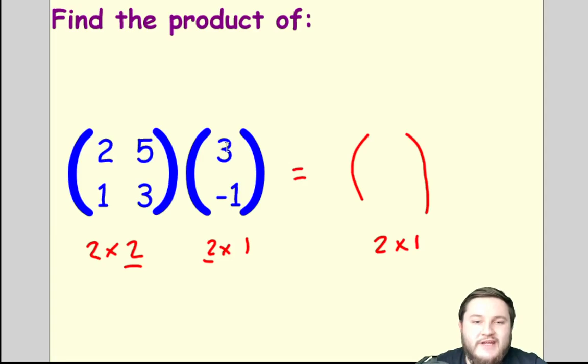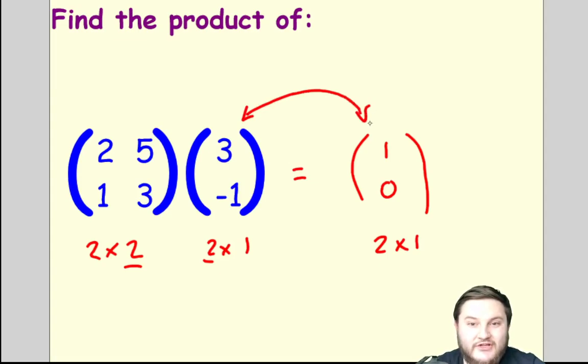So 2 times 3 is 6, plus 5 times negative 1, which is negative 5, so that's going to give us 1. And then 1 times 3 is 3, plus 3 times negative 1 is negative 3, so that's going to give us 0. So what this is actually showing is that when you multiply this matrix by what is technically a vector, but is actually representing a coordinate in this example, because we're talking about transformations, it equals this coordinate. So in other words, when you multiply this matrix by this coordinate, it's moved to this coordinate. So there's been a transformation that's happened here.